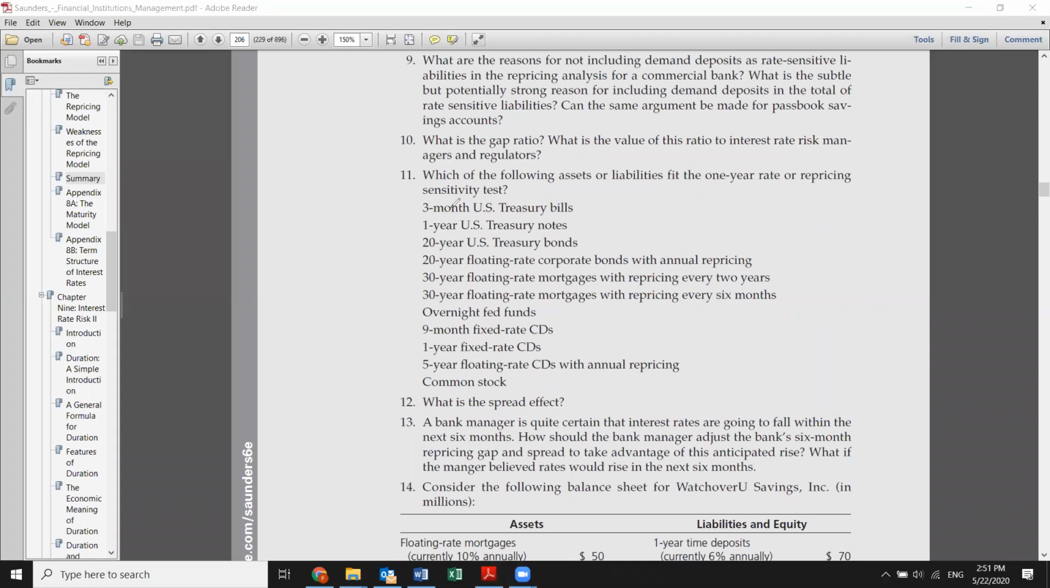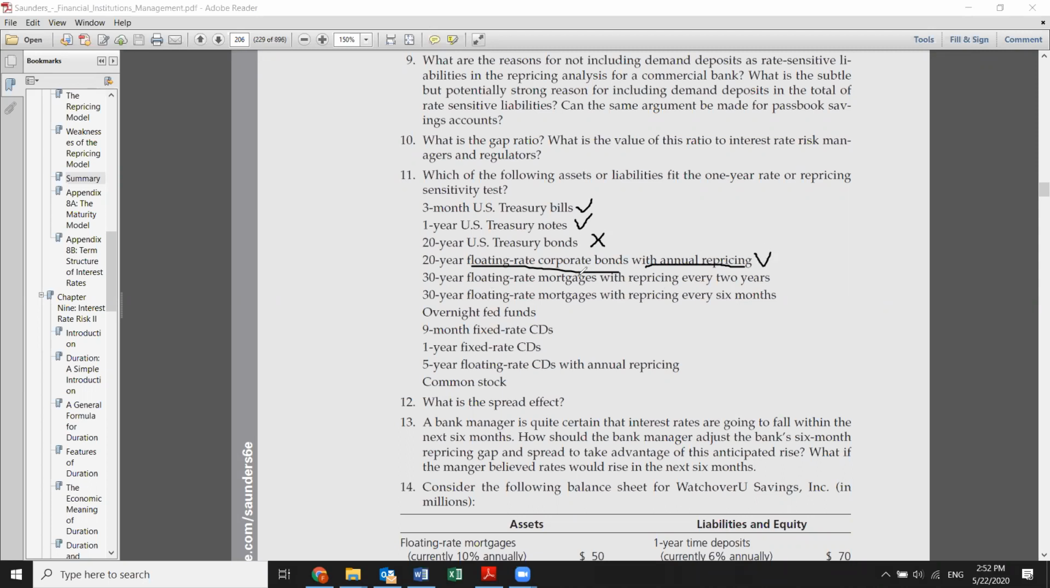What we can see here is that first come 3 month treasury bills. They are included because they are just within the year. 1 year treasury notes are included, as a repricing sensitive asset or liability. Then we come to 20 year treasury bonds. No, they are not included. 20 year floating rate corporate bonds with annual repricing, repriced every year, that means they are included.